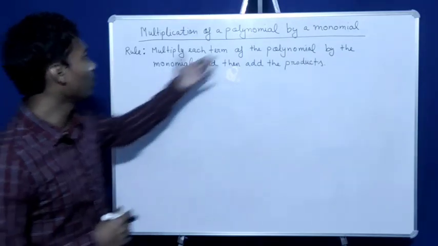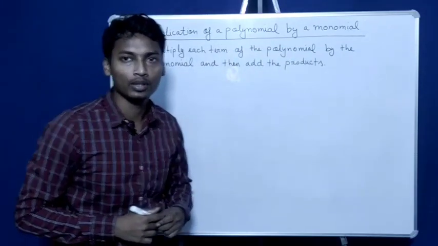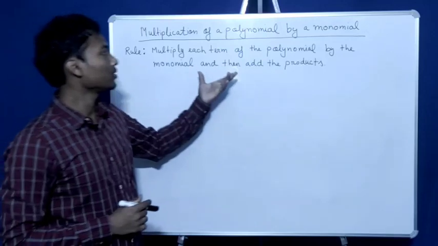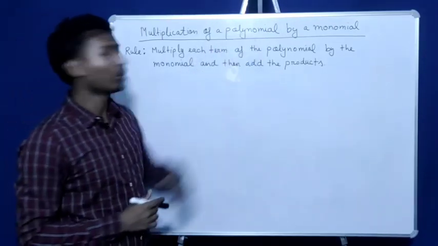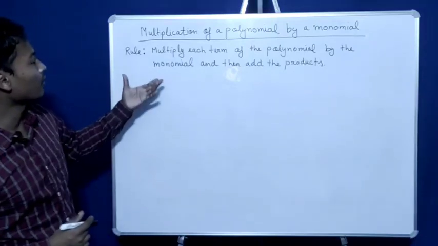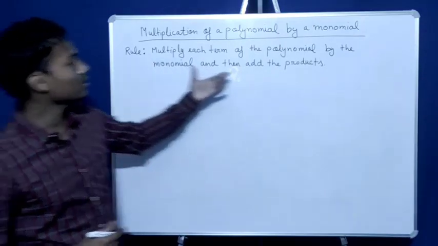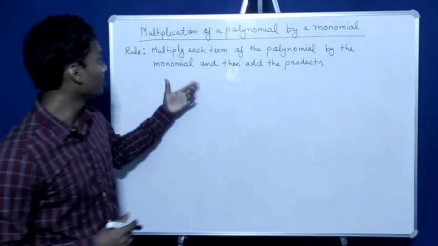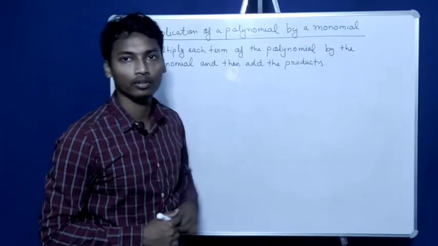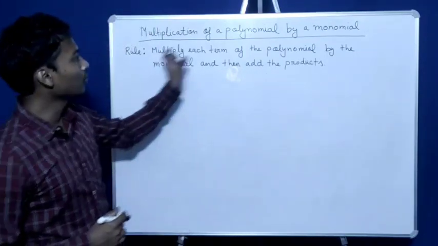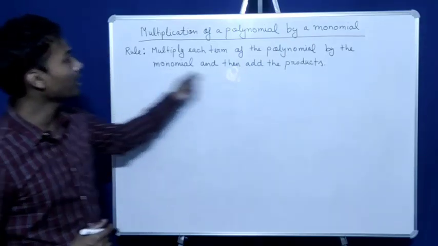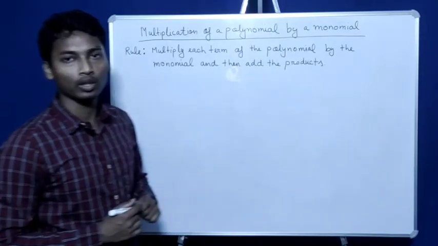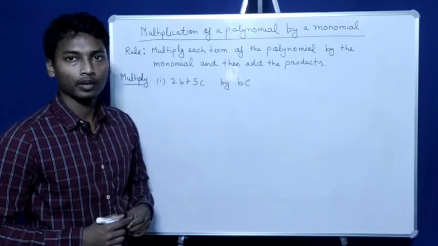Multiplication of a polynomial by a monomial. A polynomial can be a binomial, a trinomial, so all can be termed as a polynomial. So what is the rule that we have to follow? Multiply each term of the polynomial by the monomial and then add the products. So each term of the polynomial we are going to multiply with the monomial, and after multiplying we have to add the products. So let's take an example.